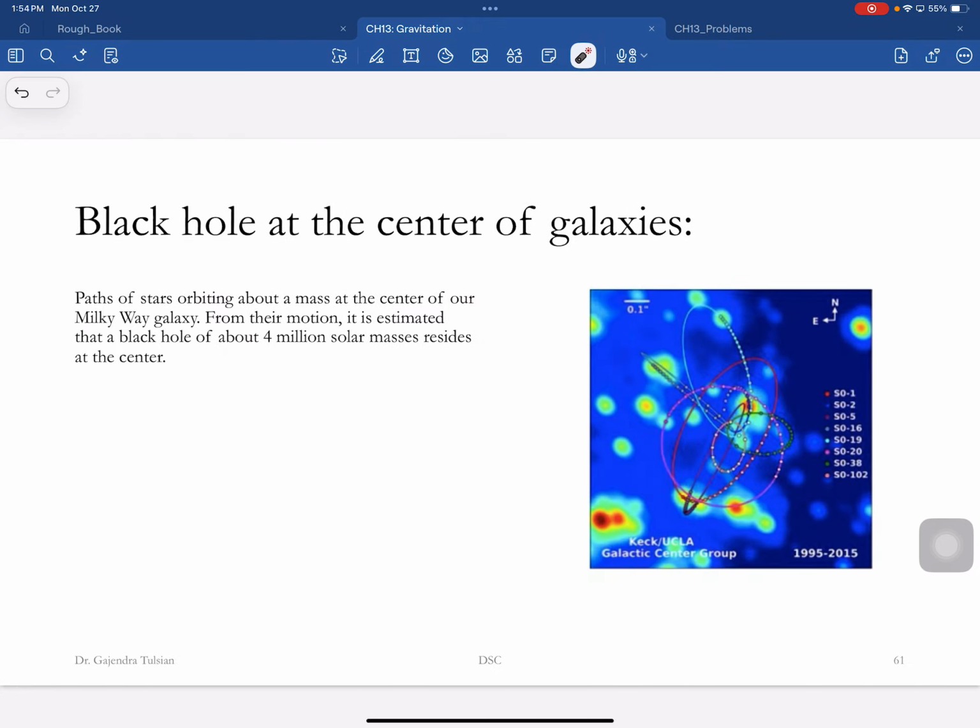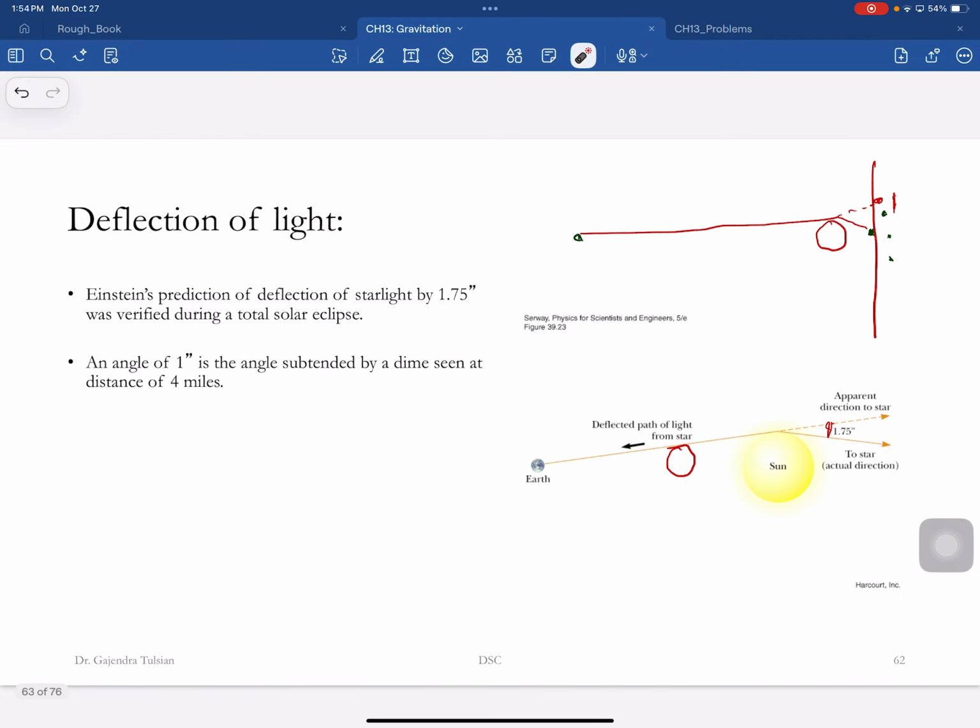So you saw that there's a central black hole, and these are stars going at crazy speeds around this black hole. They're going half the speed of light, amazingly fast. At the center of many galaxies, you have black holes whose masses are like billions of solar masses.